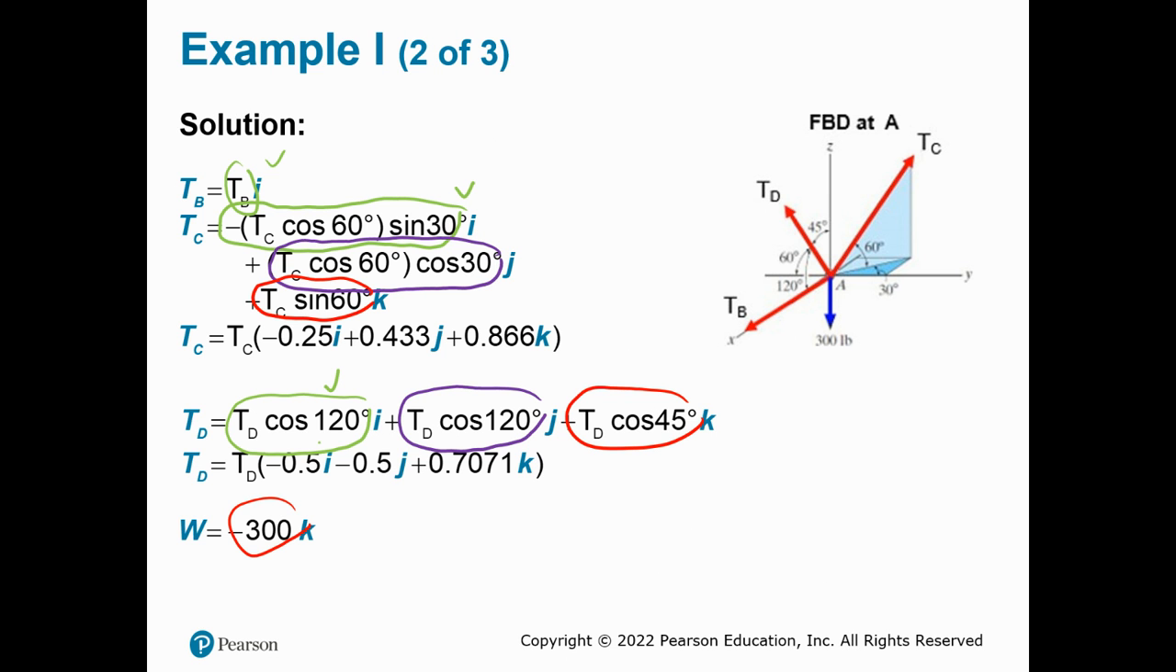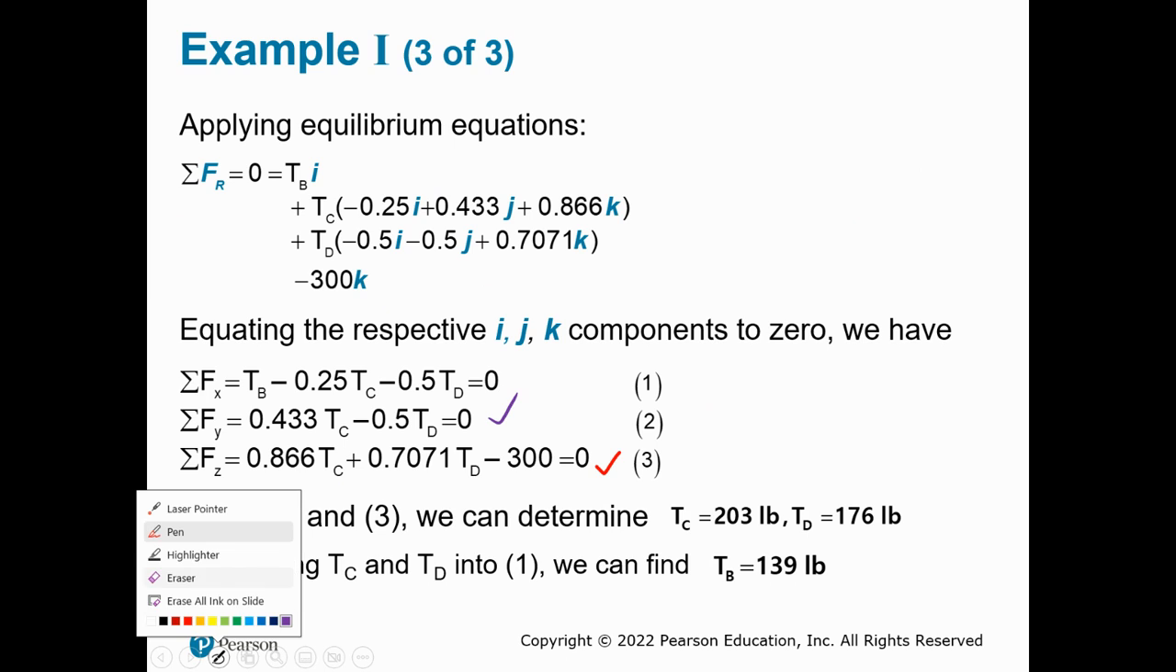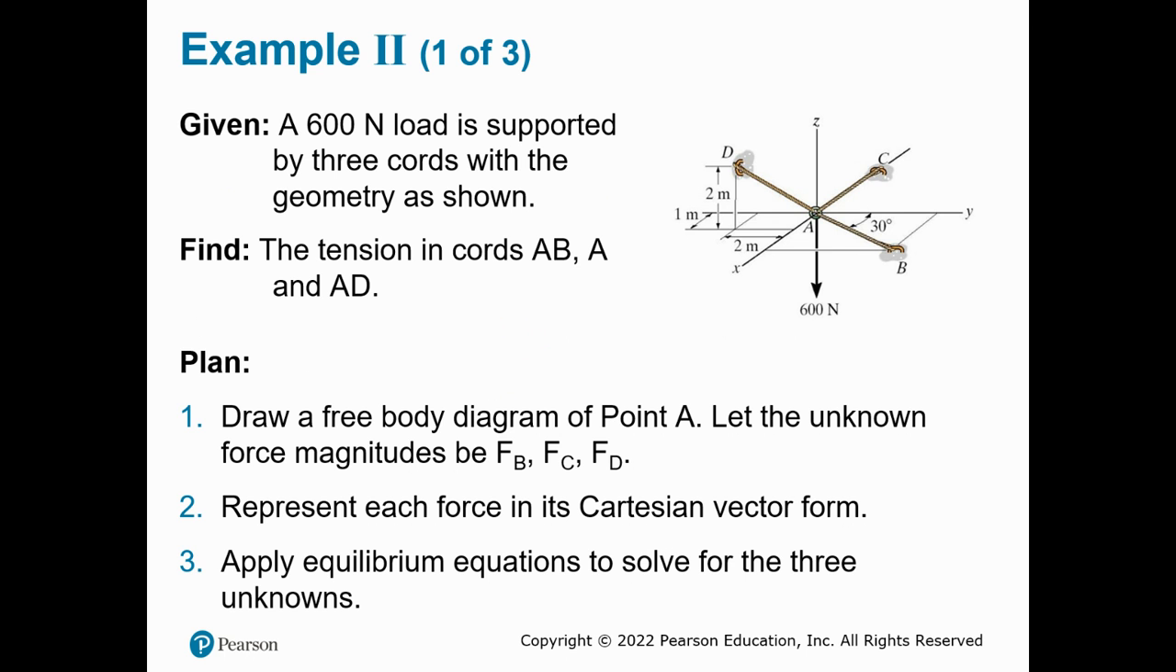That's that one. Okay. And then for the next screen, next slide, you have the I, which is the green. I is your X. I, J, K. Okay, hope that helps you. 3 equations and 3 unknowns. We're solving for TC, TD, and TB.